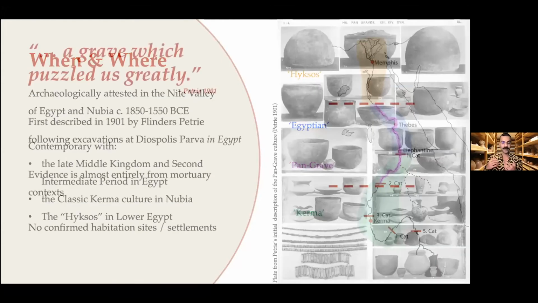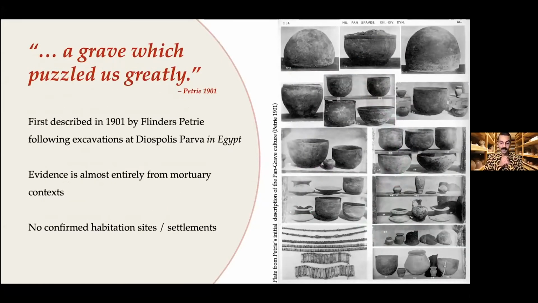So what we now call the Pangrave was just one of those cultures, and it was first described in 1901 by Flinders Petrie at the site of Diospolis Parva in Egypt. The graves and the objects in them were entirely unfamiliar to Petrie, and so he defined it as a new cultural entity, based on its distinctive assemblages that, to Petrie at least, seemed entirely non-Egyptian.